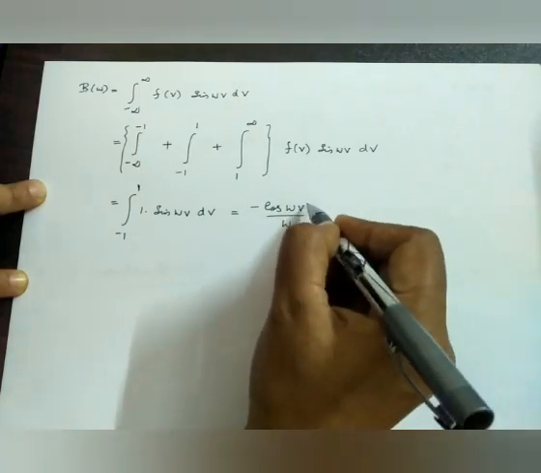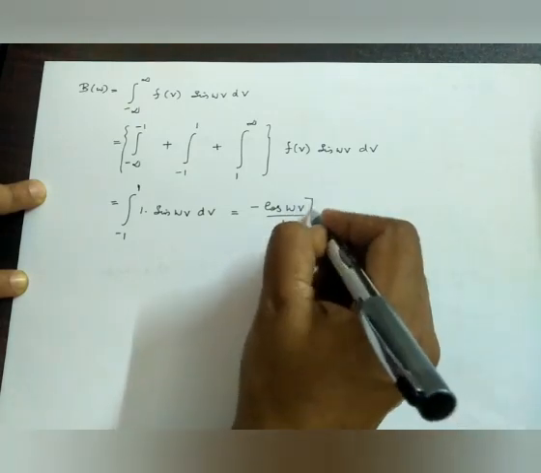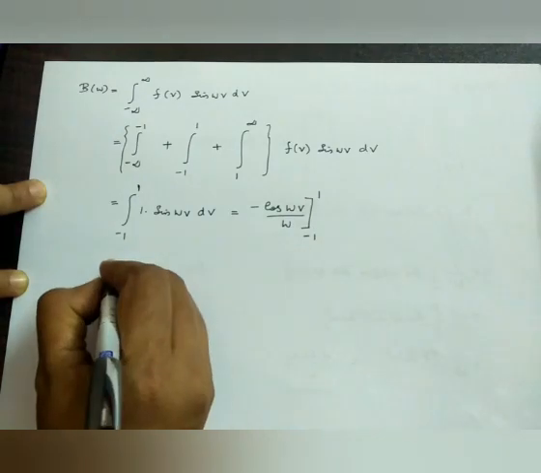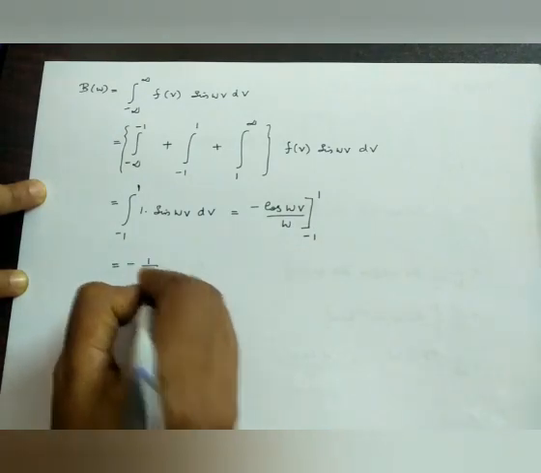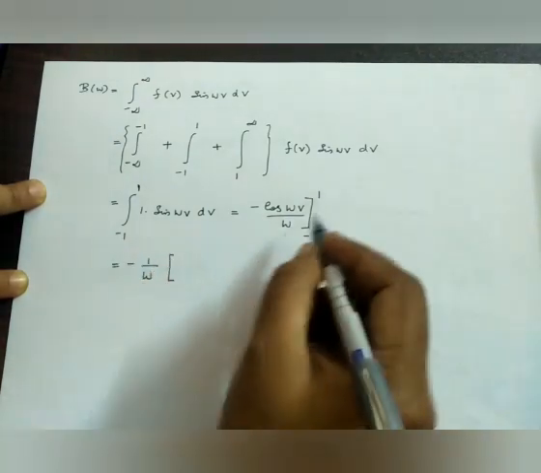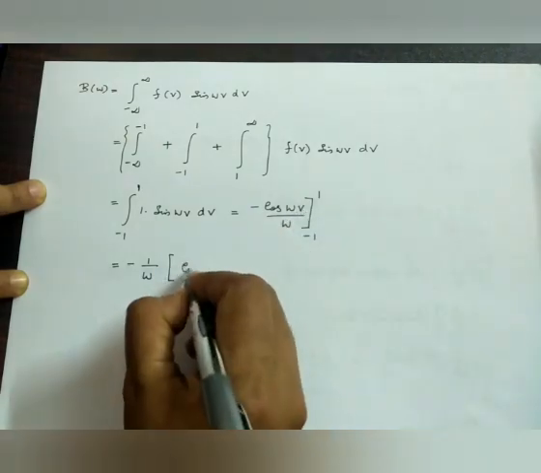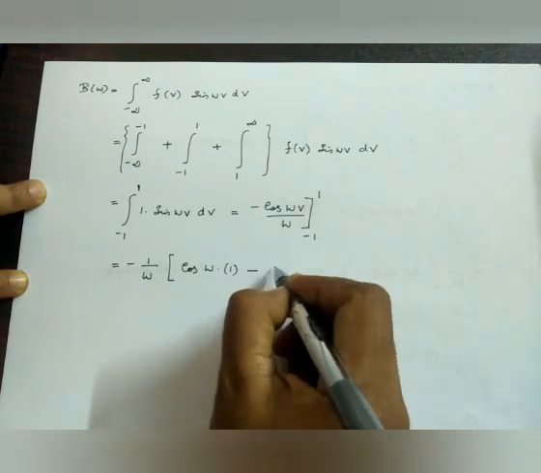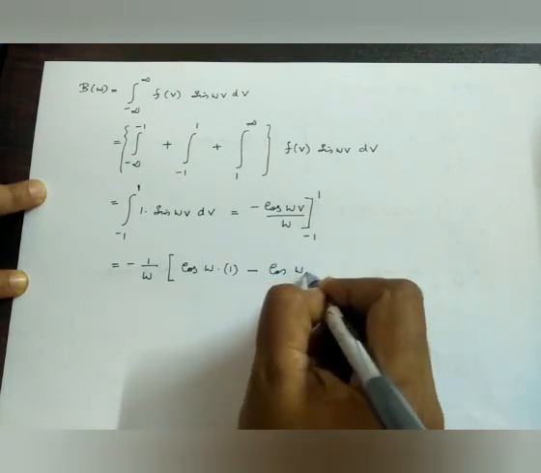The derivative of omega v is omega, isn't it? Now the limit from minus 1 to 1. Here, taking minus 1 by omega outside and applying the limits to v, that is cos omega into 1 minus cos omega into minus 1.